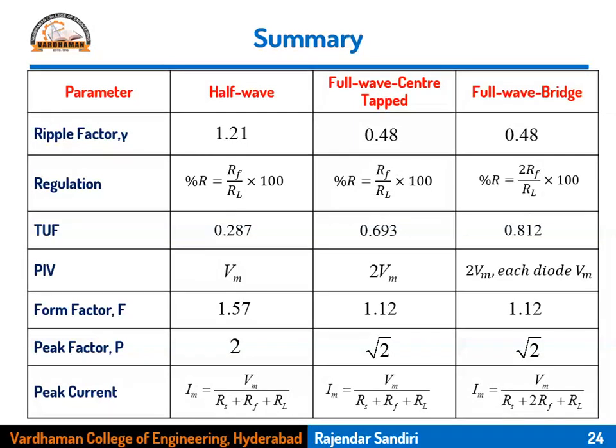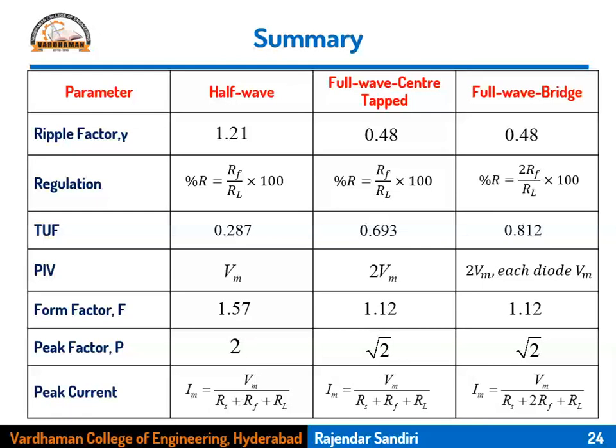Even in the last line, peak current Im is equal to Vm by Rs plus Rf plus RL. Even the secondary winding resistance I am considering, therefore Rs plus Rf plus RL. In full wave center tapped also Rs plus Rf plus RL. But in bridge rectifier you take Rs plus 2 RF plus RL. Wherever RF is there, you have to write 2 RF in the bridge rectifier. Okay, then regulation is over.